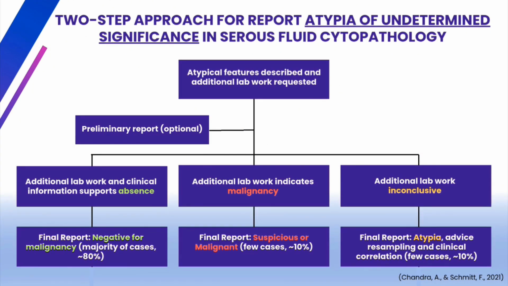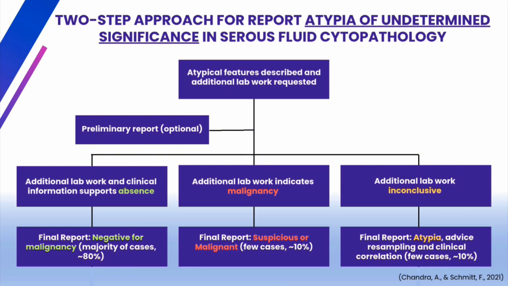This is the two-step process of reporting for atypia of undetermined significance in serous fluid cytopathology. As you can see in this figure, the first step of the process is the identification of the atypical cells, where the atypical features can be described and are stated in the preliminary report. Additional lab work is requested as the second step of this process to confirm the case results. Examples of additional lab work are creating a cell block, performing clinical tests, or radiological imaging.